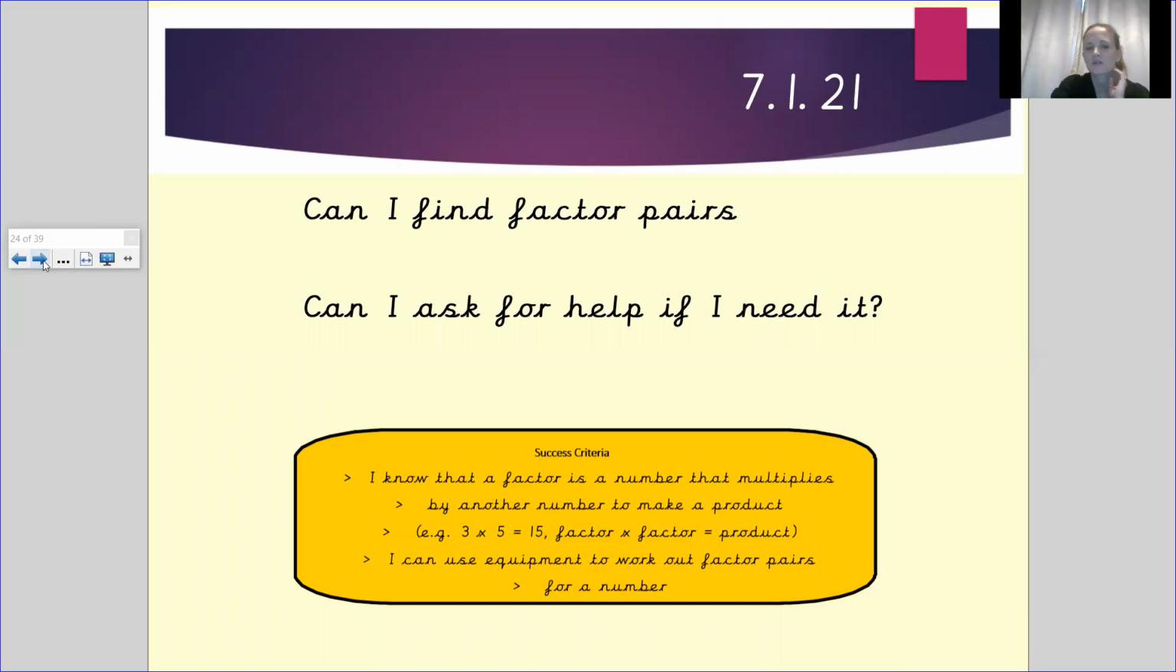The second learning objective is, can I ask for help if I need it? Often you can do this on Tapestry. If there's an issue, please make sure to put it in the comment, and we can try and help as best we can. I will also be answering questions during the live lessons. So anything that you have an issue with or something you are struggling with, make sure to keep hold of that question and we will look at it during the live lessons.